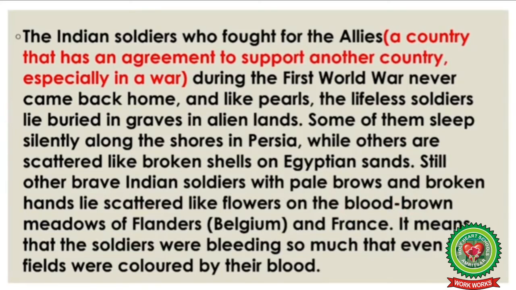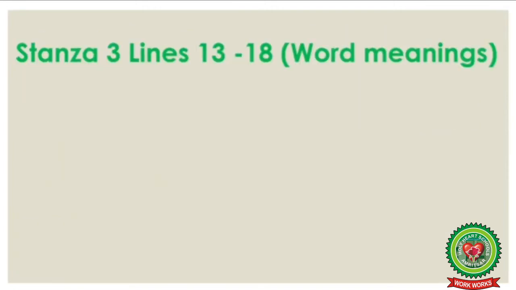It means that the soldiers were bleeding so much that even the fields were colored by their blood. The meaning of the word allies is a country that has an agreement to support another country, especially in a war. Flanders is the previous name of Belgium. I hope that explanation of stanza 2 is clear to you with its literary device. Now come to stanza 3. Stanza 3 is from lines 13 to 18.